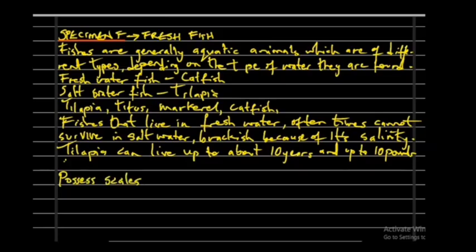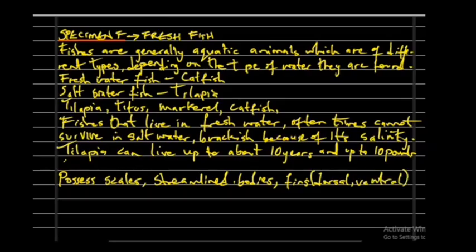Possess scales, and then streamlined bodies, which actually aid their movement in water. They also have fins, like the dorsal, the ventral, the lateral fins, the pectoral fins. All of these are fins, and they make use of gill system for respiration.